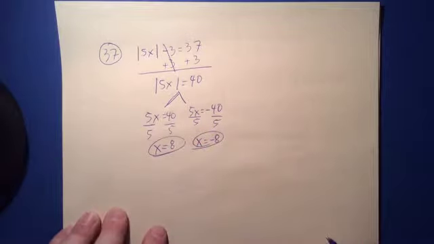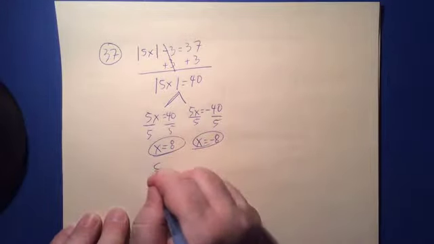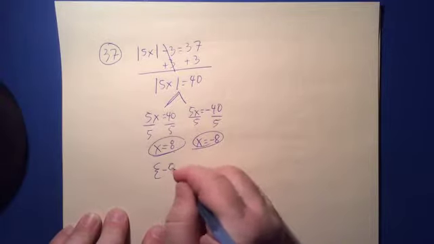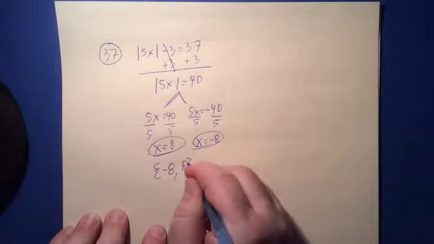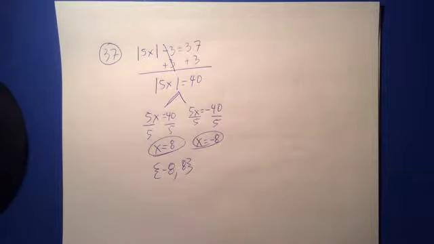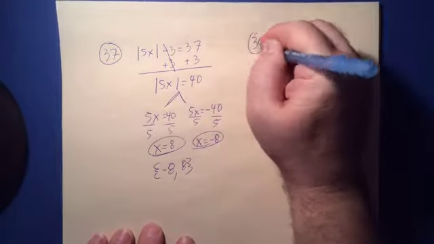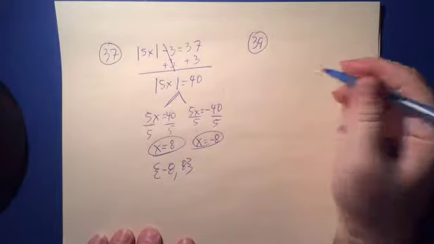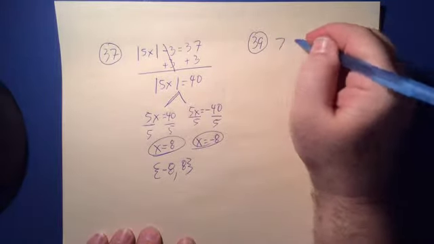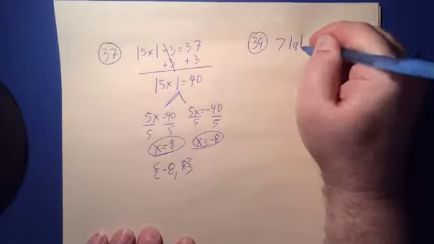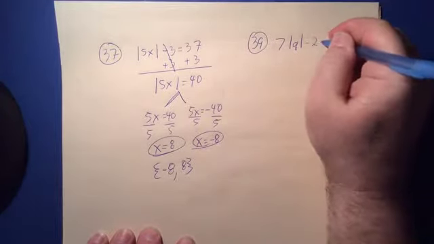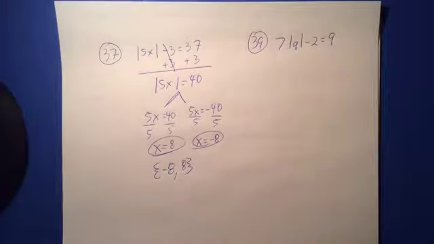So I have these 2 solutions here. Again, I can also express these in set notation, basically where negative 8 and 8 represent the set of numbers that represent the solution to the following absolute value equation. Let's take a look at another question that could be a little tricky for you also. This will be question 39. This is going to be 7 times the absolute value of q minus 2 is equal to 9.